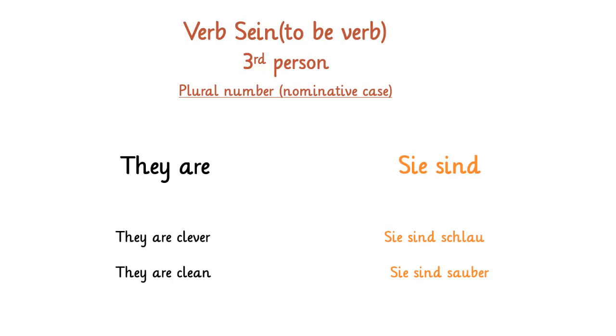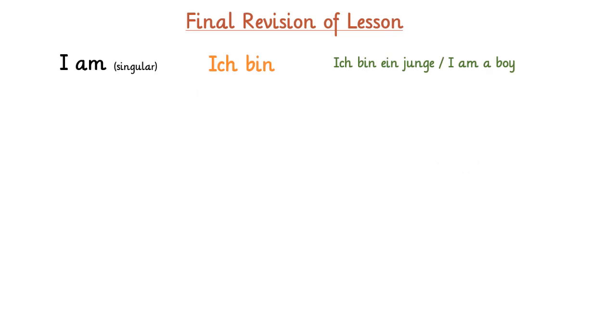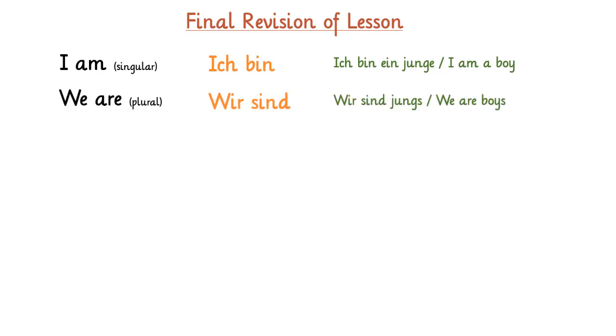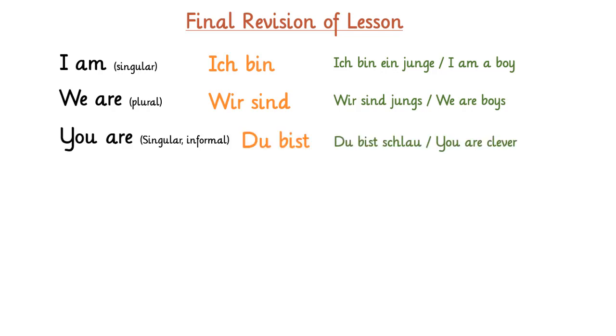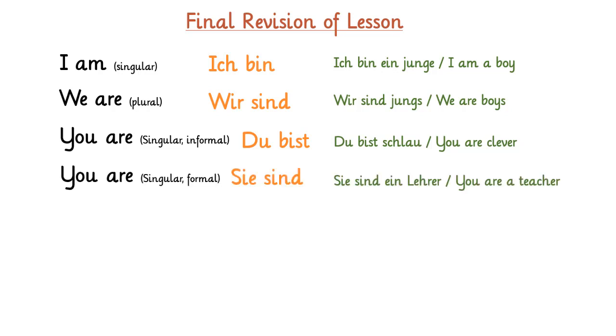And with this we have completed first person, second person and third person with singular and plural number. And now we are going to have a final revision of our lesson today. I am, ich bin ein Junge, I am a boy. Wir sind die Jungs, we are boys. You, informal, du bist schlau, you are clever. You, formal, Sie sind ein Lehrer, you are a teacher.